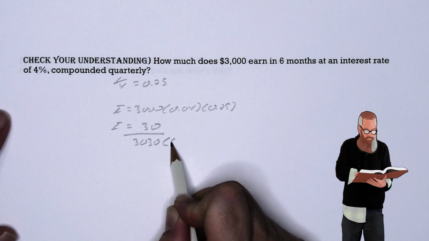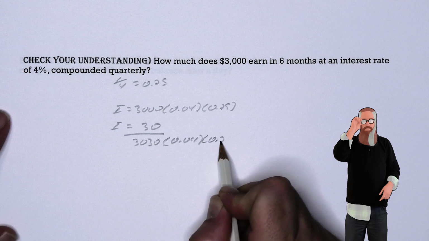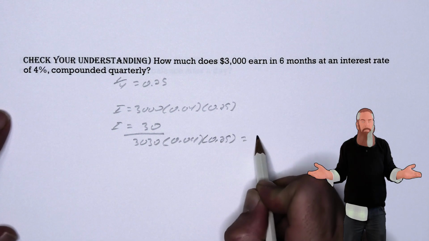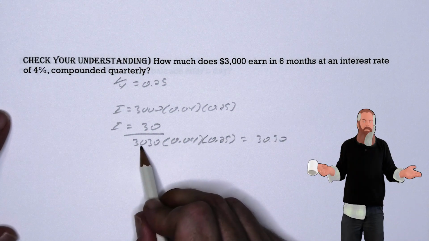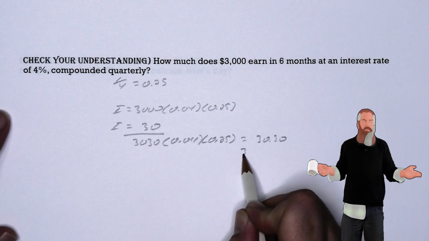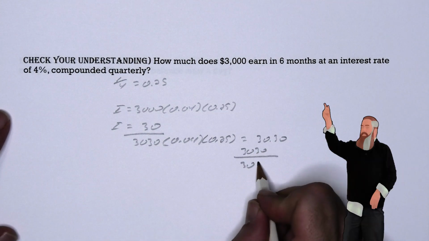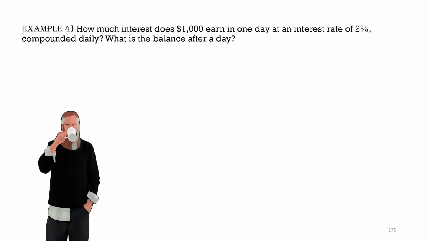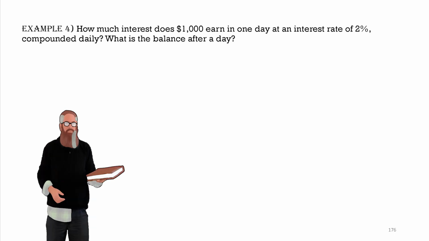But we need to figure out the next quarter, so we multiply by the interest rate of 4% and by the quarter of the year, 0.25, and another $30.30 is earned, on top of the $3,030 that started this, to have $3,060.30 at the end.